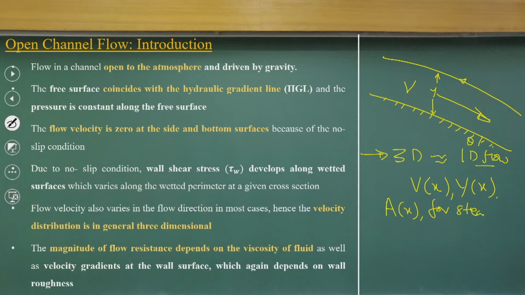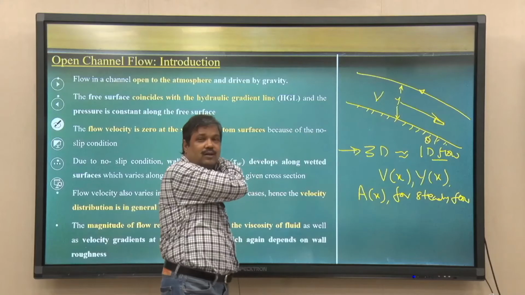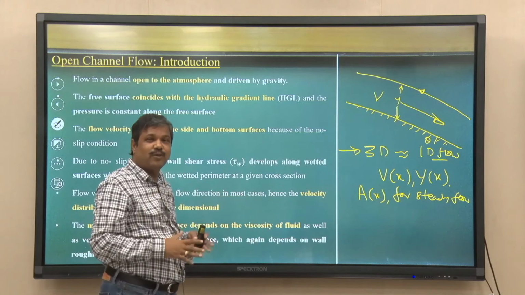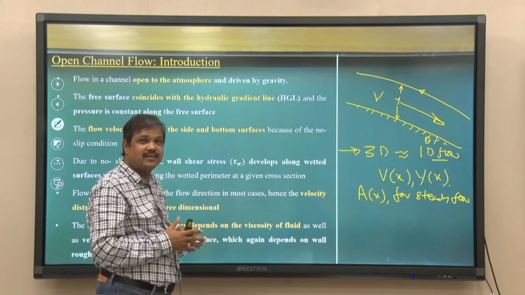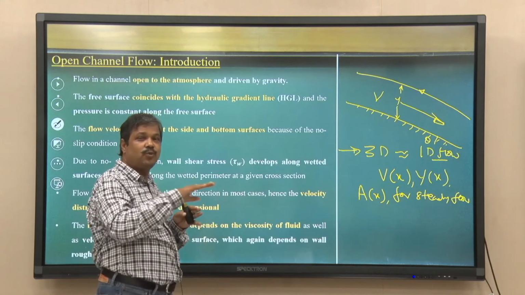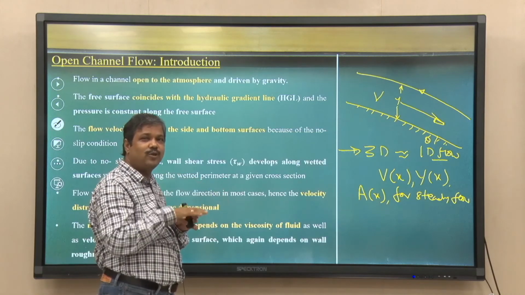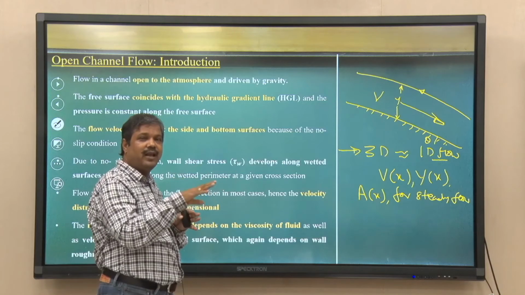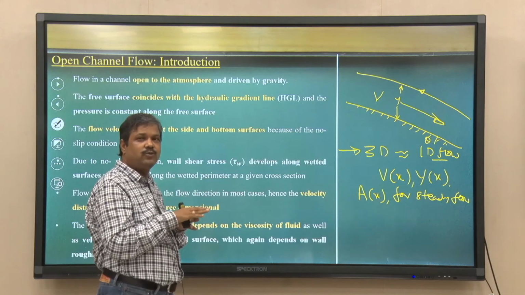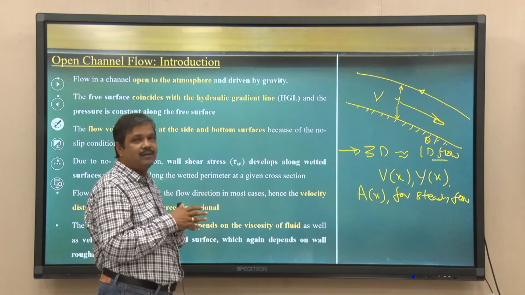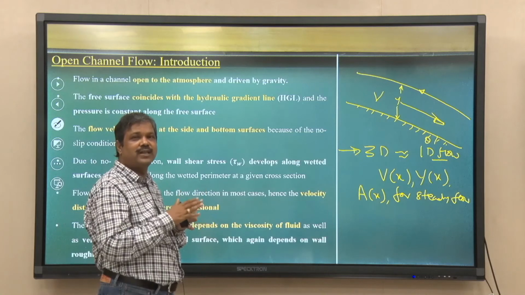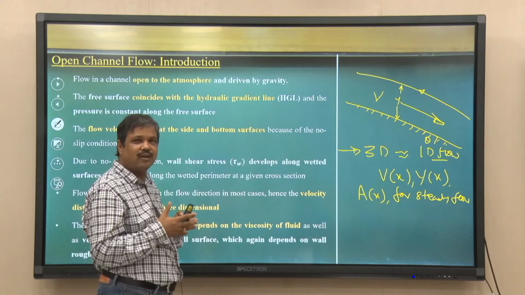For a steady flow, if I approximate it and do not consider other dimensions, the average velocity of the flow in the x direction is going to change, the area of the flow is going to change, and the depth of the flow is going to change, which is of more interest to us.